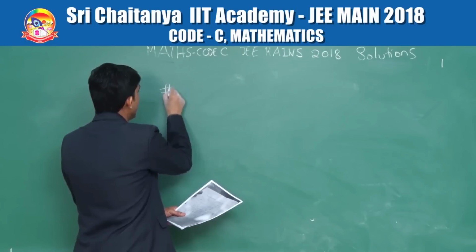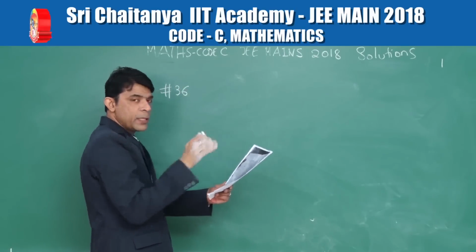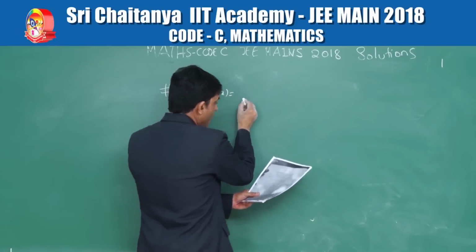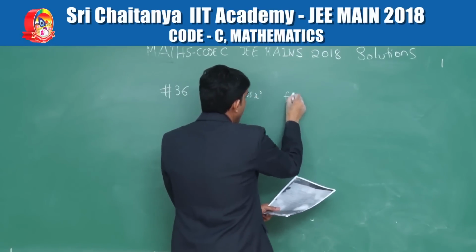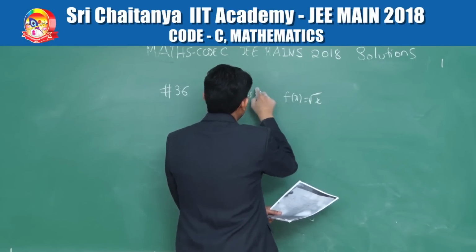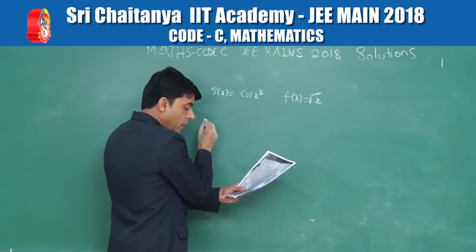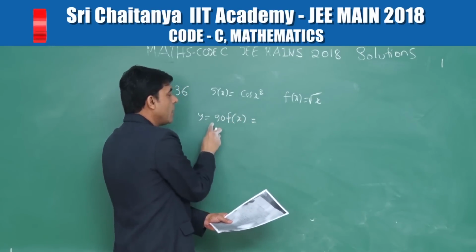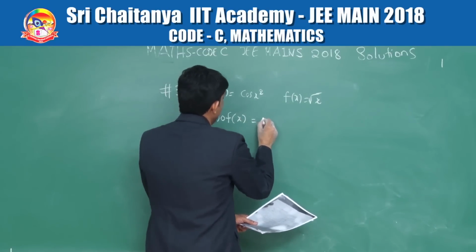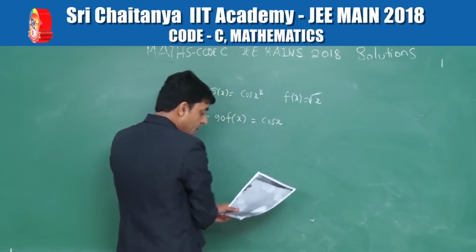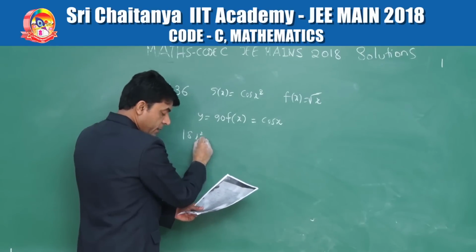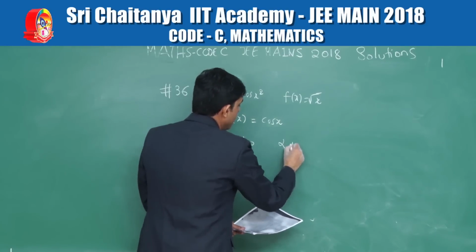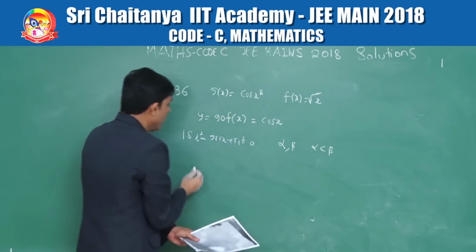That's a question that connects composition of function to some extent in the area. So that says that g of x is cos of x square, f of x is root of x. So we know that y equal to g composed with f of x, that equals cos of x. Now 18x square minus 9 pi x plus pi square equal to 0 has roots alpha and beta, alpha less than beta. We can find the roots.